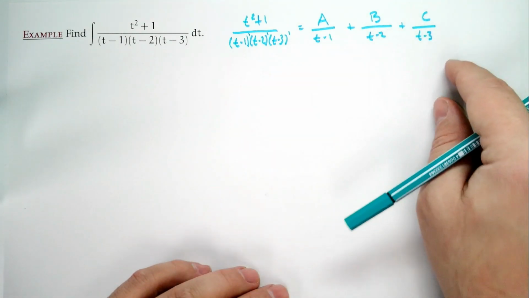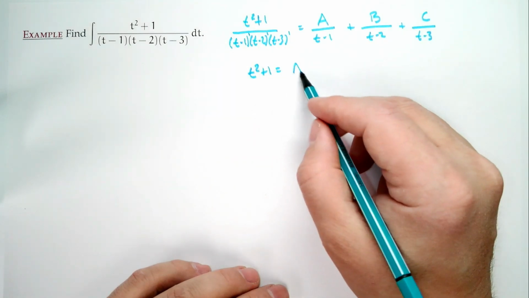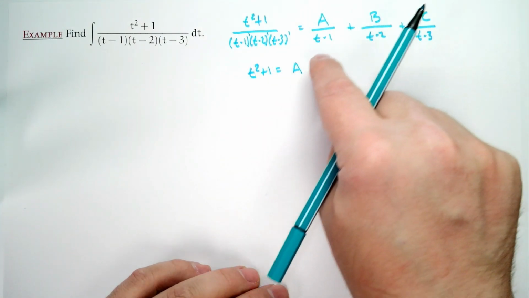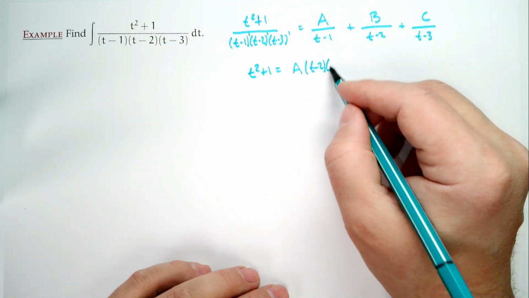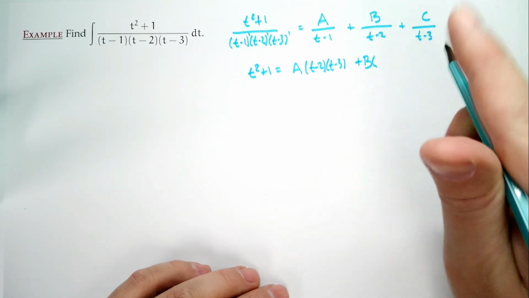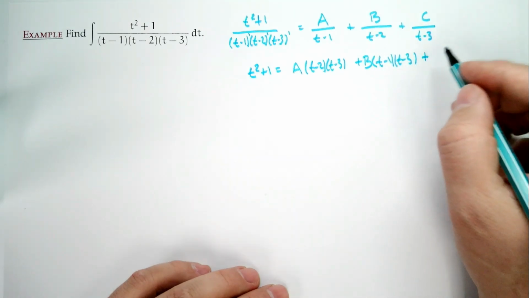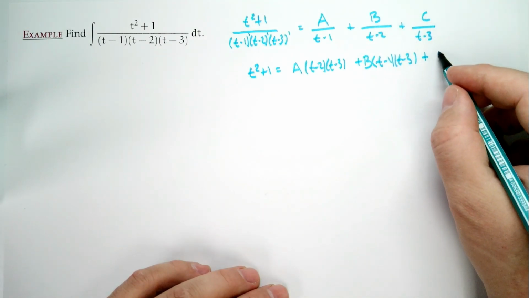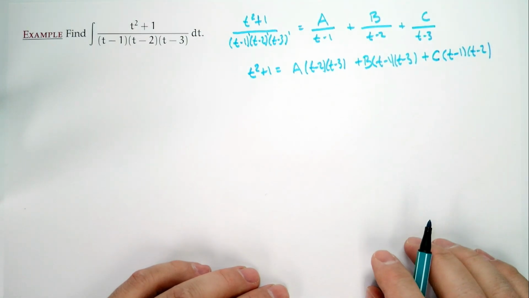So we clear our denominators. t squared plus 1 is equal to a. And so we're multiplying, remember, by t minus 1 times t minus 2 times t minus 3. So when I multiply here, the t minus 1s will cancel. So it would be t minus 2 times t minus 3 plus b. Now the t minus 2's cancel. So I'm left with t minus 1 times t minus 3. And lastly, the t minus 3's cancel. And so that'll become plus c times t minus 1 times t minus 2. All right.